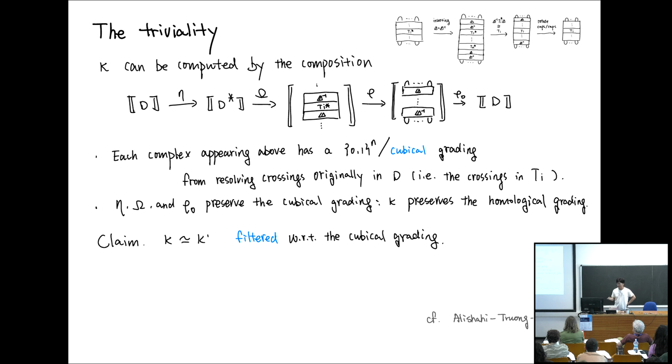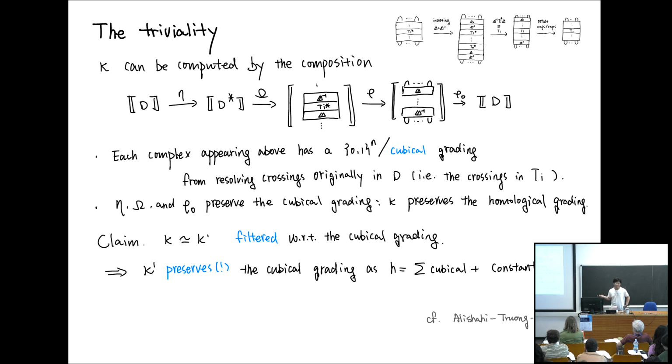Here the idea is kind of the same, but the next step is the real magic. This kappa prime actually preserves this cubical grading. That is because it is filtered and it has homological grading 0. The homological grading is just the sum of the cubical grading up to some constant, so you actually get a much stronger conclusion. Kappa prime preserves this cubical grading, which means essentially you just need to compute for each separate corner, and there's no interaction between different corners.